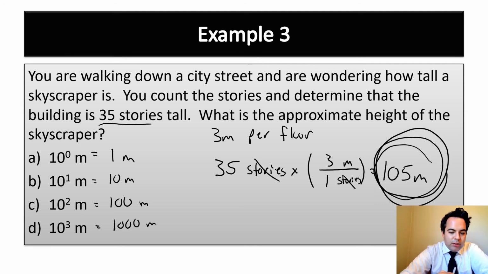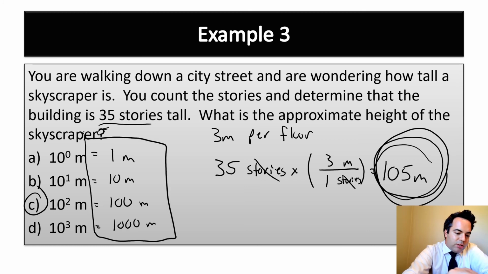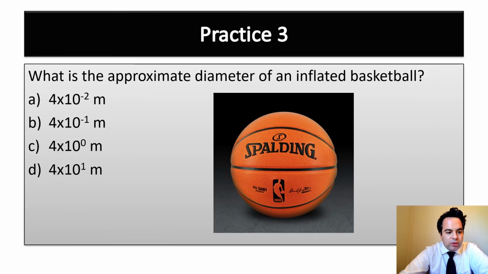Which one of these values is closest? Choice C. So that's kind of my process for doing these. I try to make the answer choices into something that I can more easily compare, and then I do my estimation. So here's another example of a different way they could ask it.